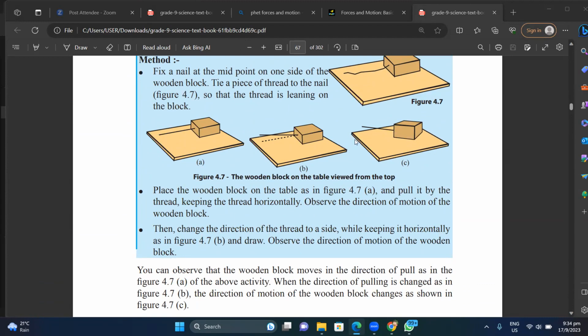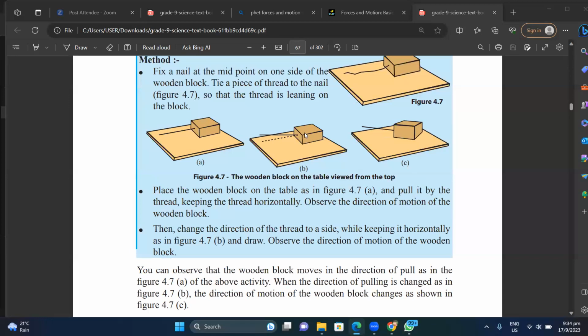Make it horizontal, parallel. Then what happens? Horizontally. Then change the direction of the thread to the side. What happens if you pull it to the side?